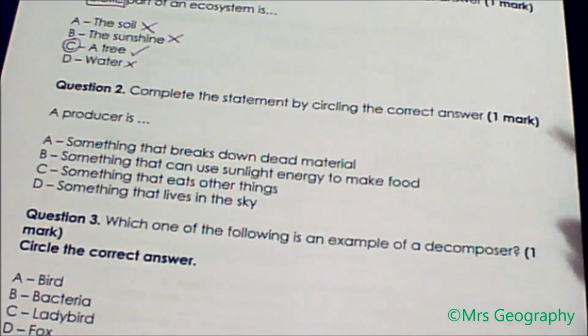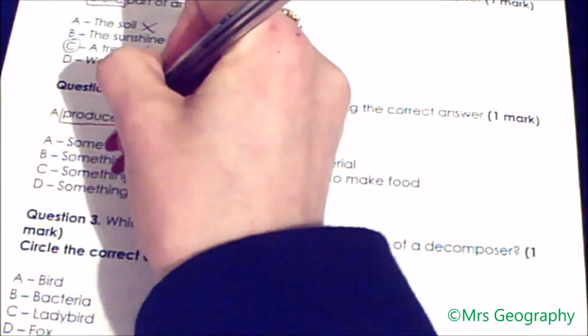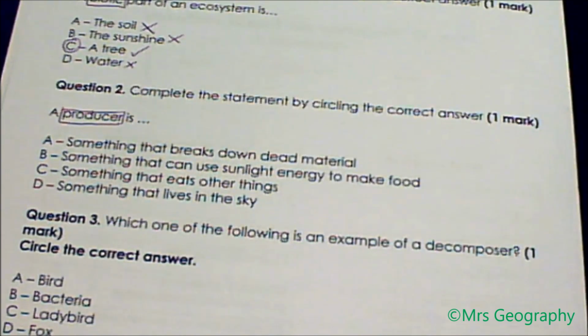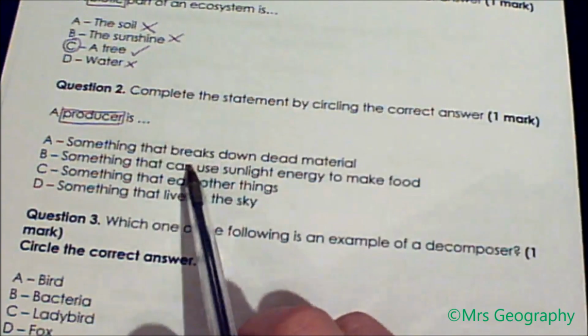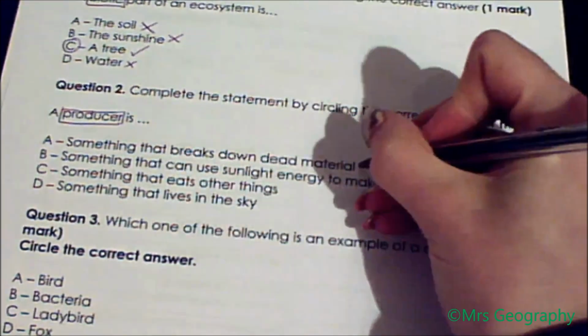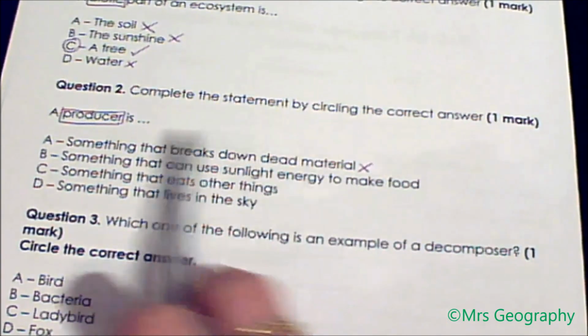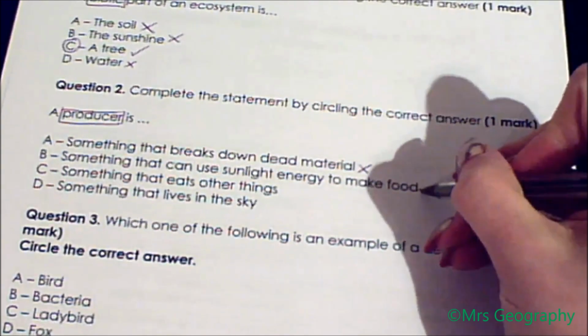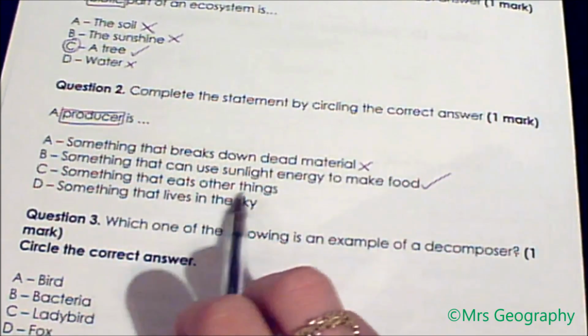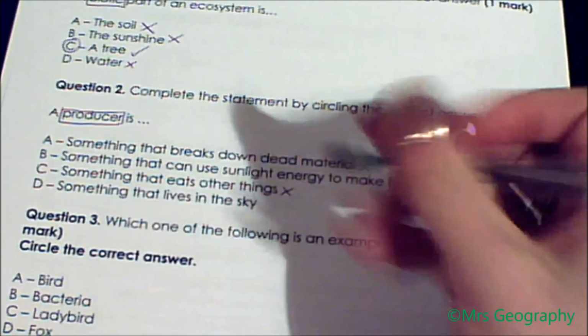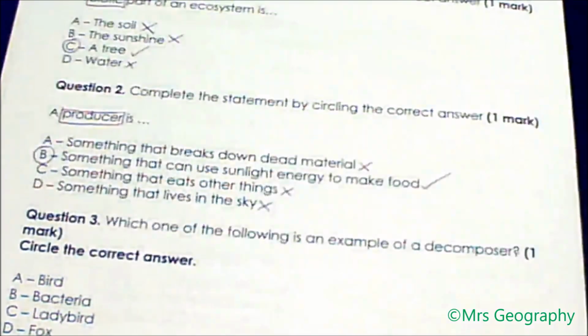Question 2. We know that a producer always is the beginning of a food chain, and the producer is also known as an organism. So we know that a producer does not break down dead material. We know that it can use sunlight to make energy and food, and that is why it's a producer. We know that it doesn't eat anything else, it only absorbs sunlight. And we know that it doesn't live in the sky, so B is the correct answer.